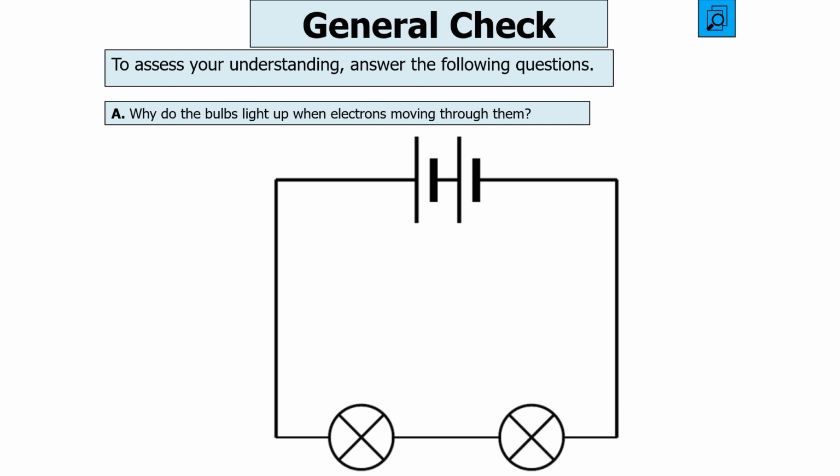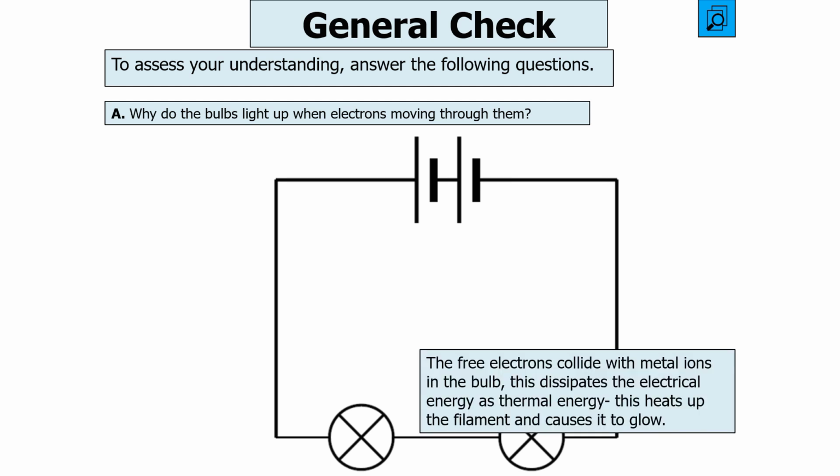The next question says, why do the bulbs light up when electrons move through them? Pause the video now and unpause the video when you want to go through your answer. So the free electrons will collide with the metal ions in the bulb. This dissipates the electrical energy as thermal energy and this heats up the filament, causing it to glow.